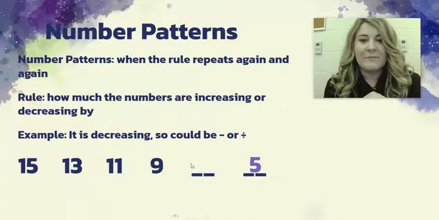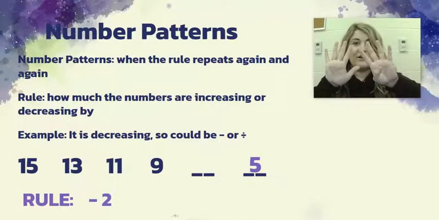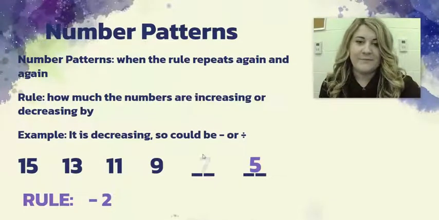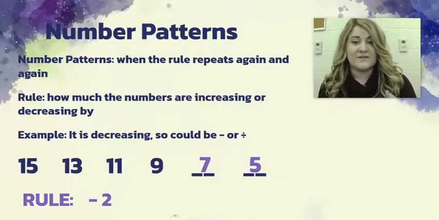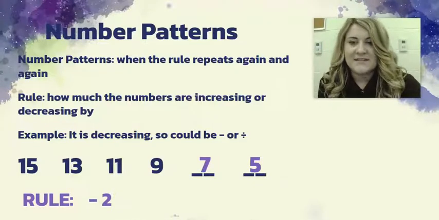And then we have a blank here. So our rule is minus 2. We've got that rule down. Let's figure out what would go in this blank. 9 minus 2. Well, I have 9 fingers, so I can just do the subtraction on my fingers. 9 minus 2 is 7. And then we can see if that rule works for 7 to 5. 7 minus 2 is 5. So that is the correct number.